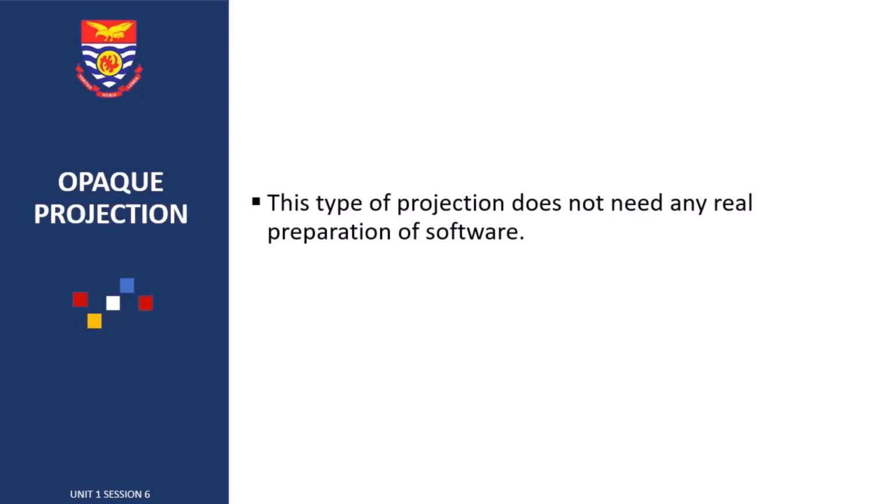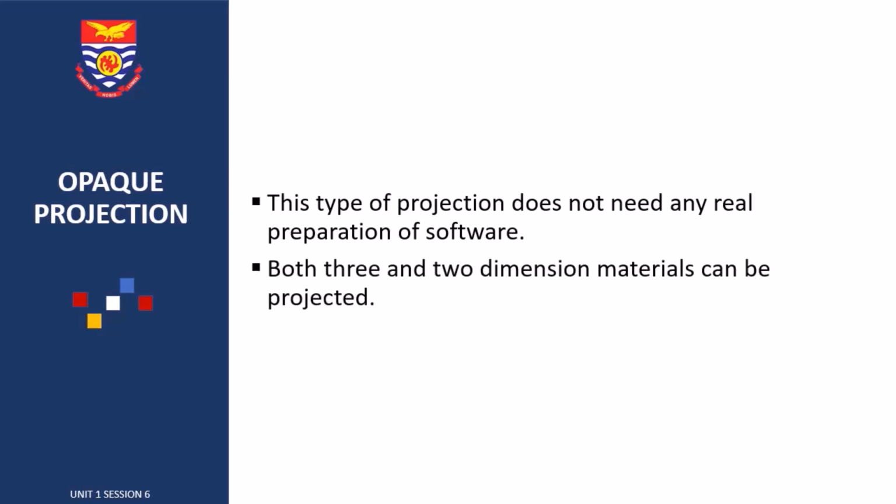Opaque projection. What we mean by opaque projection is that type of projection that does not need any real preparation of software. You don't need to sit down to go through the content of the information you want to project. Opaque projection normally involves both 3 and 2 dimensional materials. Steel projected display material is the second class of the projected media or material.